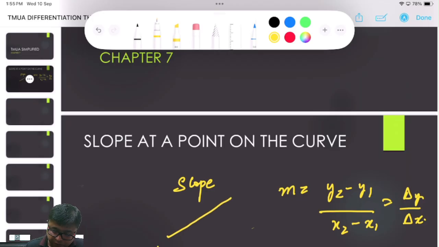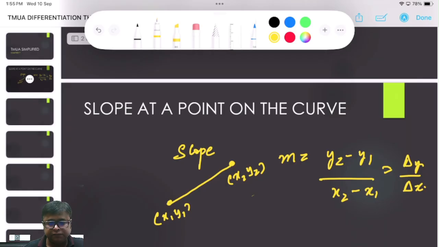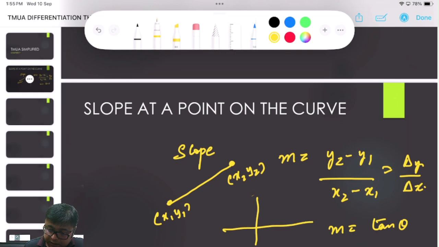Just to make it more precise for you, right? If there are 2 points on a line and I have to find the slope of this line, it is also defined as tan of theta, right? Slope is also defined as tan theta, where the angle theta is the angle which the line makes with the positive direction of the x-axis. So slope in general means change in y with respect to x. That is the slope of a line.